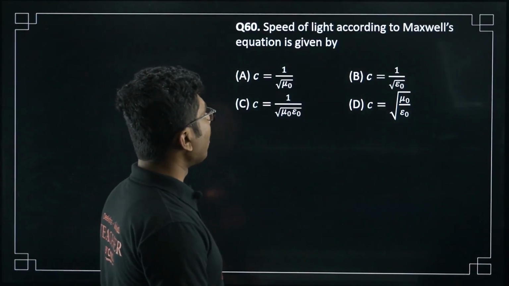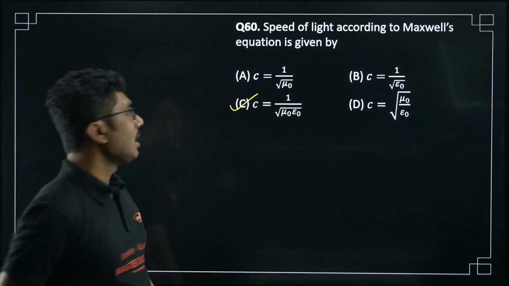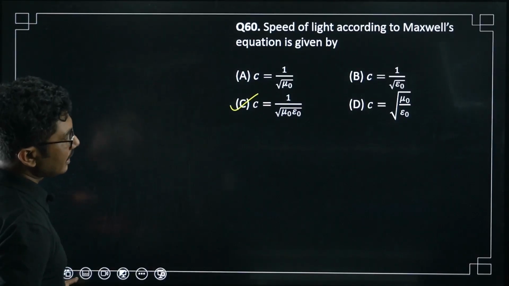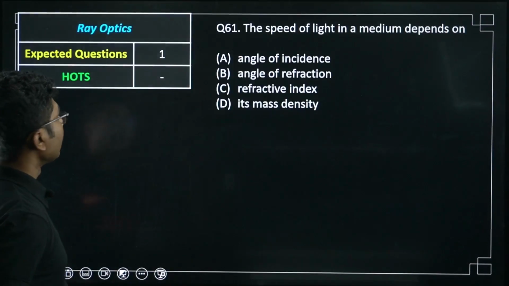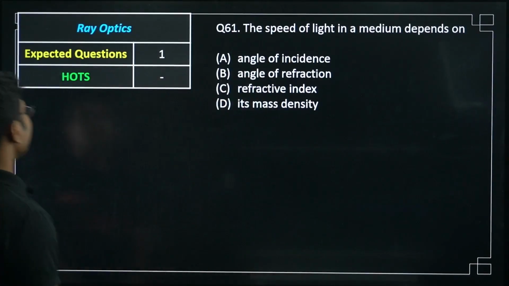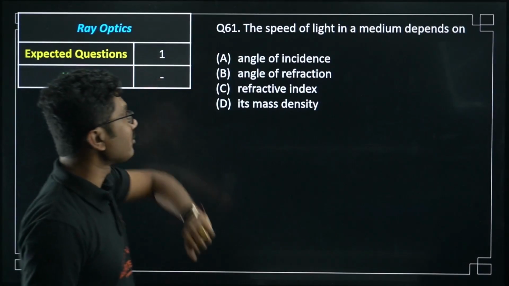Speed of light according to Maxwell's equation is given by C equals 1 by square root of mu naught epsilon naught. Okay, so this is the answer for this. Next is ray optics chapter. So we are moving quickly because all of them are easy chapters. So again, one question expected, no HOTS question from this chapter.